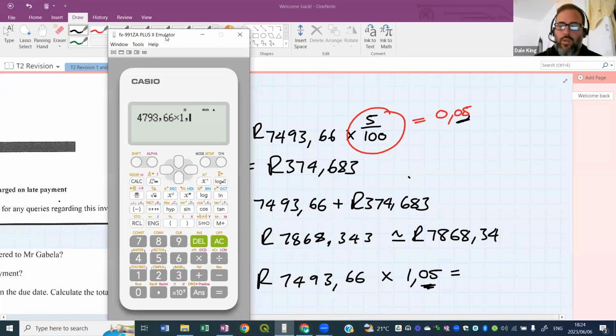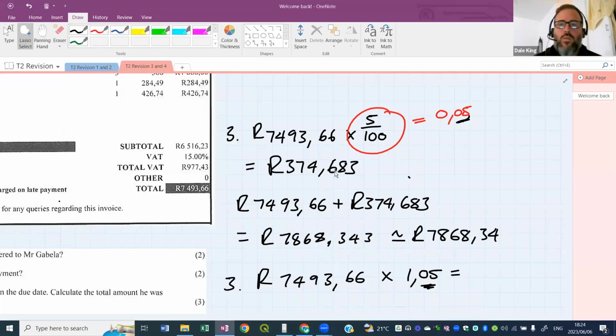7493.66 times 1.05. Oh, I've done something wrong. The number's wrong. 74. There we go. 7868.343. I get exactly the same number. So this method also works.